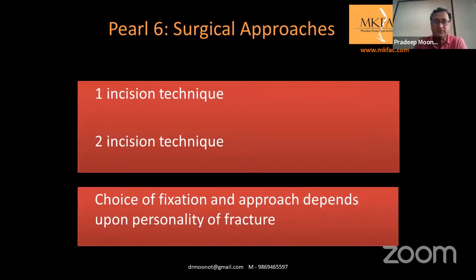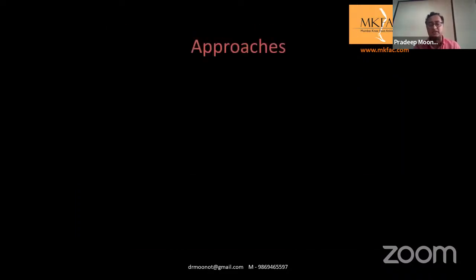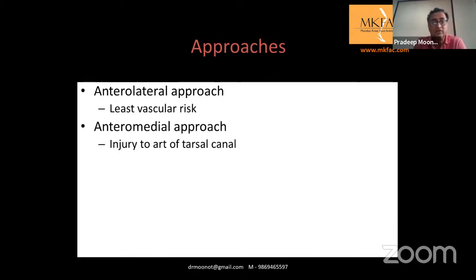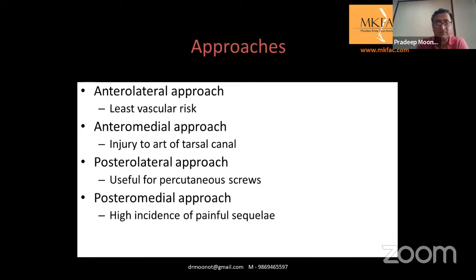Pearl number 6, usually for type 2, 3 and 4s, you have to know all the surgical approaches, either a one incision technique or a two incision technique, and the types of incision and the approaches depend on the personality of the fractures. So which are the approaches which we use for talus fracture? Usually it's an anterolateral approach that causes the least vascular damage to the talus. You have the anteromedial approach, which can have a chance of injury to the artery of the tarsal canal. Then you have the posterolateral approach, which is usually used only for percutaneous screws.